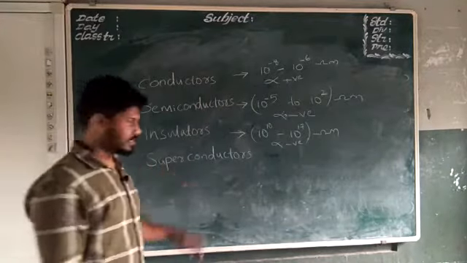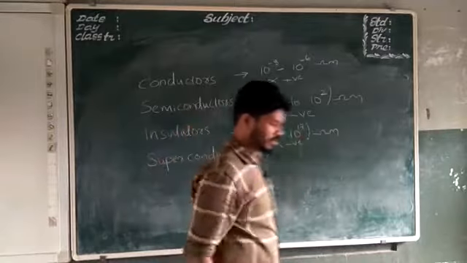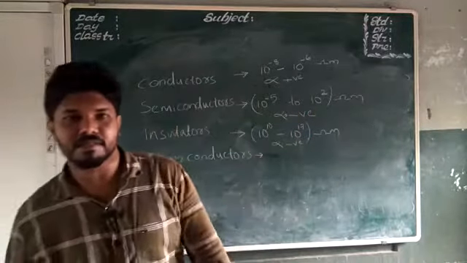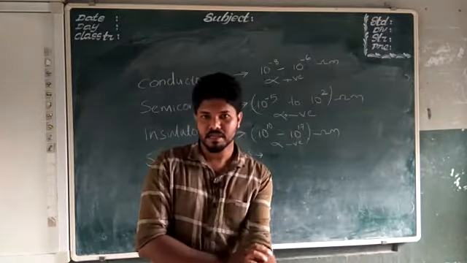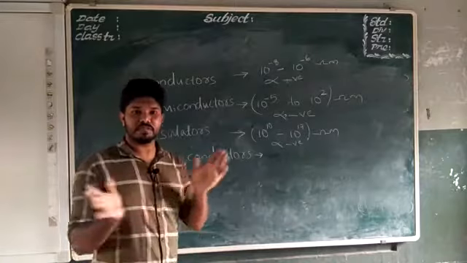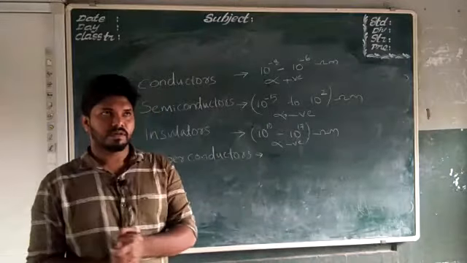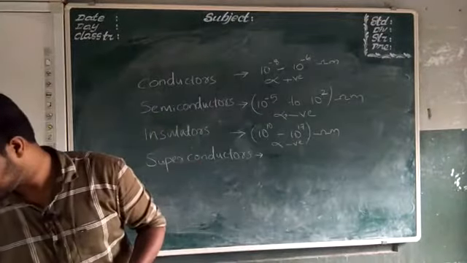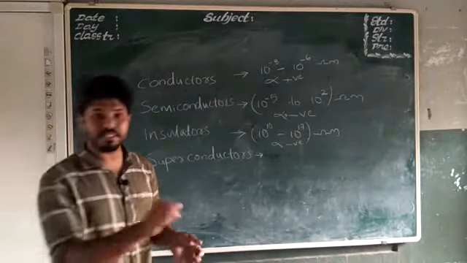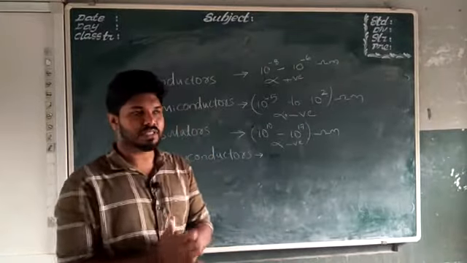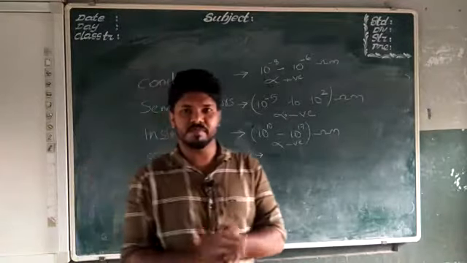Now, superconductors. Actually, there's a story behind superconductors. There was a Dutch physicist, Kamerlingh Onnes. In 1911, a Dutch physicist, Kamerlingh Onnes, was doing some experiment with mercury.